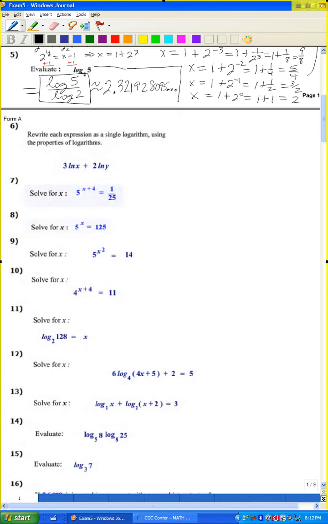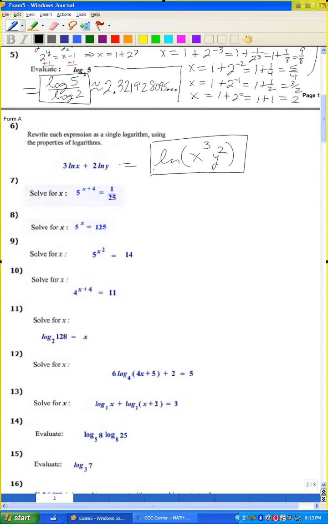Rewrite each expression as a single logarithm using properties of logarithms. So this is equal to ln of, well, the x is the numerator, and let's raise the x up to the exponent, the number out in front, 3. I have a plus, so I'm going to multiply, and I'm going to raise the y up to the exponent out in front, 2, and that is your answer. Let's do the next problem.